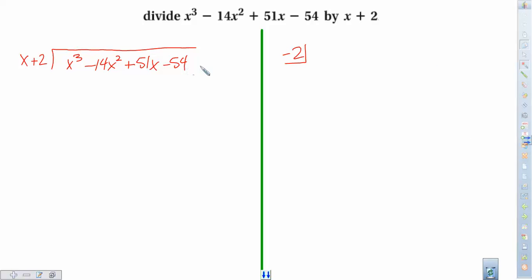That's the only place where you actually do the opposite. See this stuff all in here? Do you see the coefficients in front? You might not see that one, but once again, that's a 1 right there. So we write down those coefficients. 1, -14, a 51, and a -54.